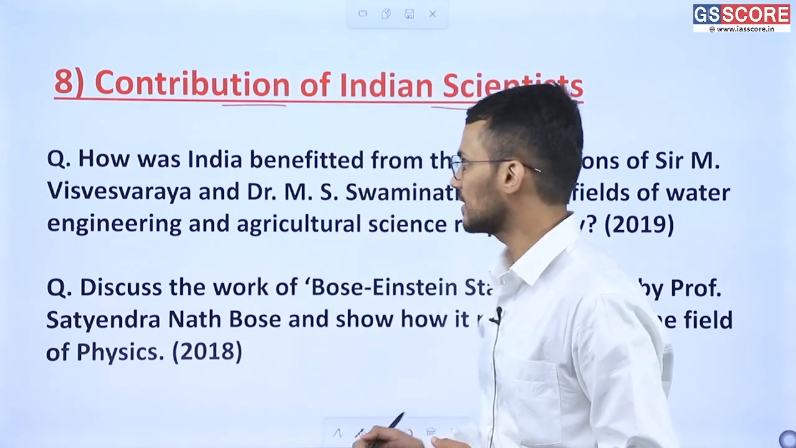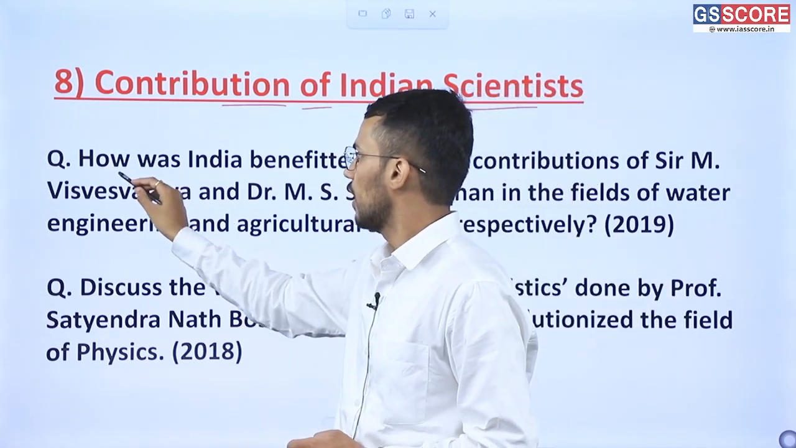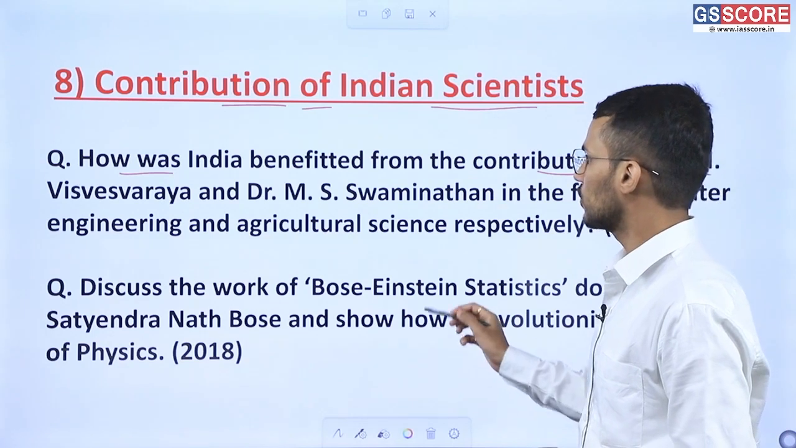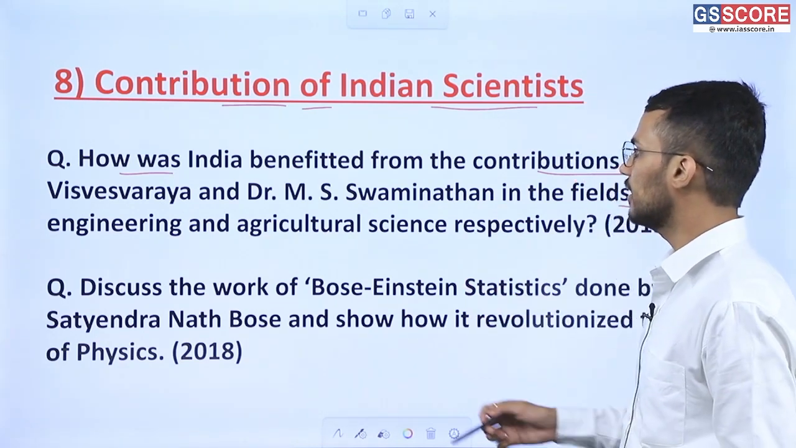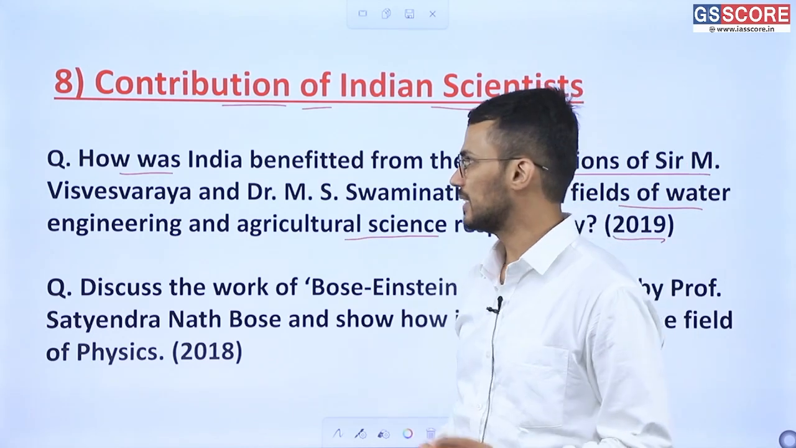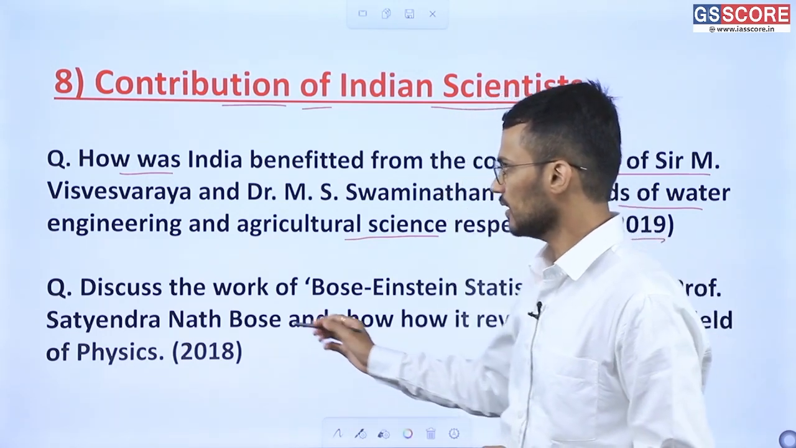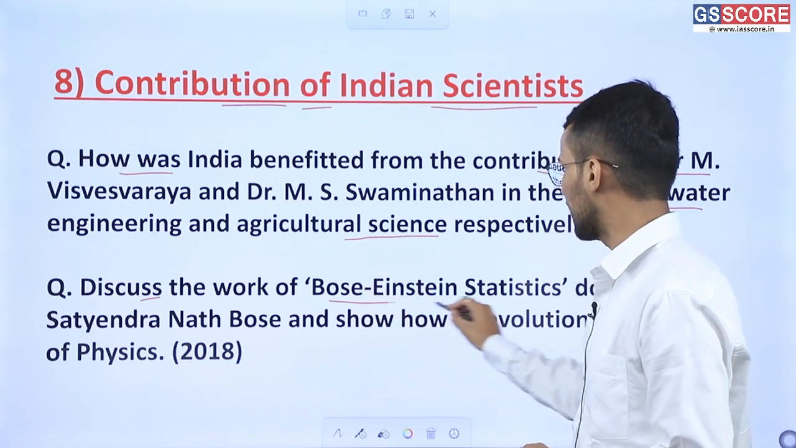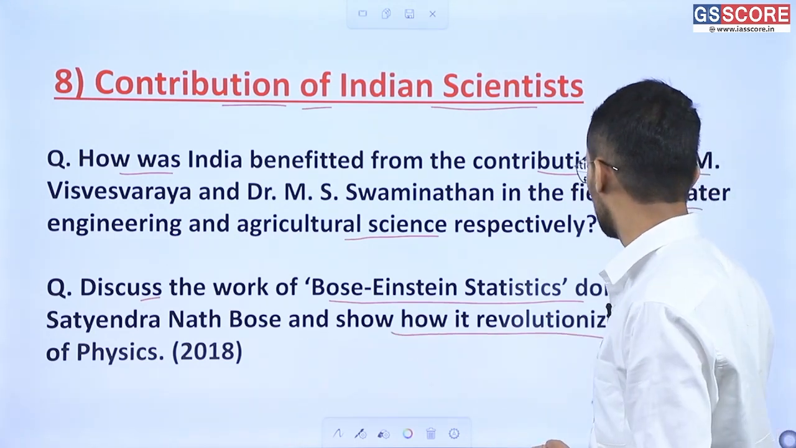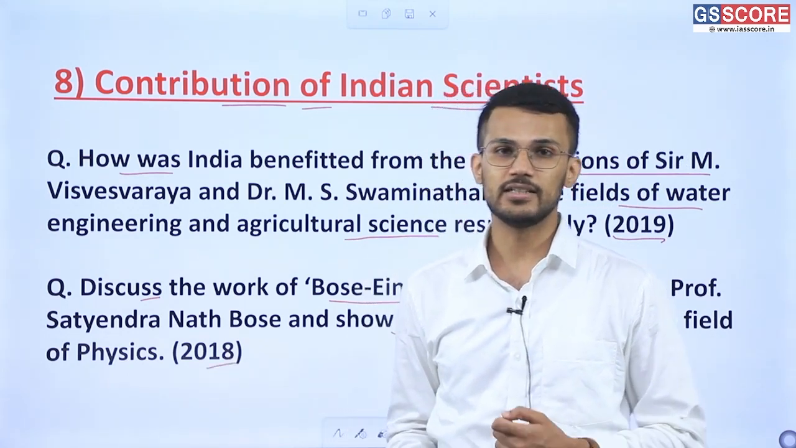So all these different scientists and their contributions in the science and technology field of India we will be discussing. UPSC has asked questions on this topic in mains exam, and the questions are like, first, how was India benefited from the contributions of Sir M. Visvesvaraya and Dr. M.S. Swaminathan in the fields of water engineering and agricultural science respectively? So this was the question asked in 2019's mains exam. Next question. Discuss the work of Bose-Einstein statistics done by Professor Satyendranath Bose and show how it revolutionized the field of physics. Right. So this was the question asked by UPSC in 2018's mains examination.